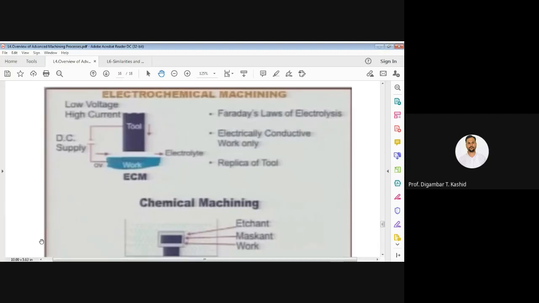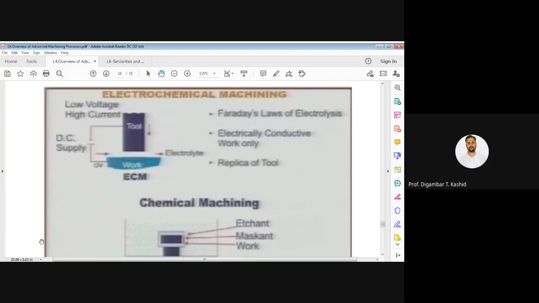Whatever the workpiece hardness is, it is no more a barrier in this kind of process. Whether the hardness is less or more than your tool metal, no matter. We have studied that in conventional machining processes we have some barrier or limitation about hardness, but here we don't have that limitation. So this is just an overview of electrochemical machining.